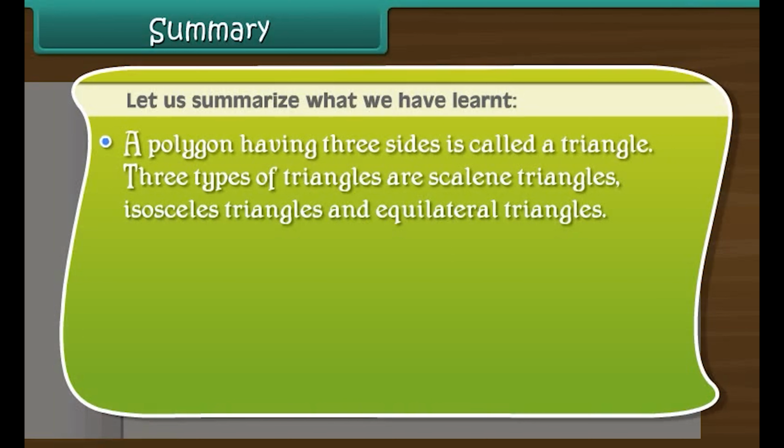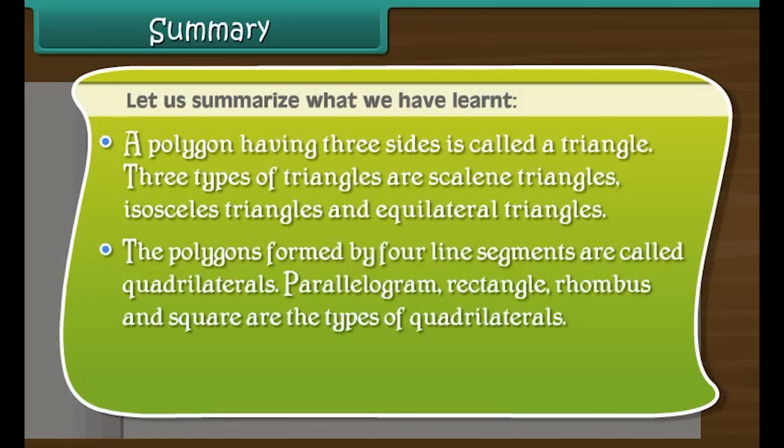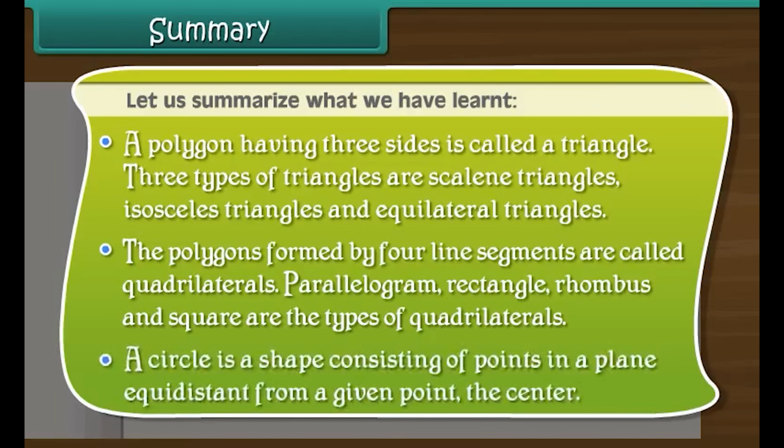A polygon having three sides is called a triangle. Three types of triangles are scalene triangles, isosceles triangles, and equilateral triangles. The polygons formed by four line segments are called quadrilaterals. Parallelogram, rectangle, rhombus, and square are the types of quadrilaterals. A circle is a shape consisting of points in a plane equidistant from a given point, the center.